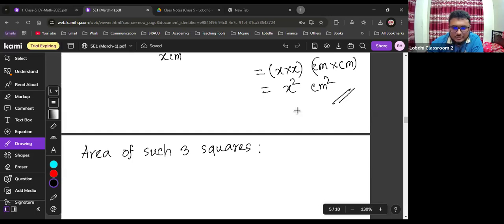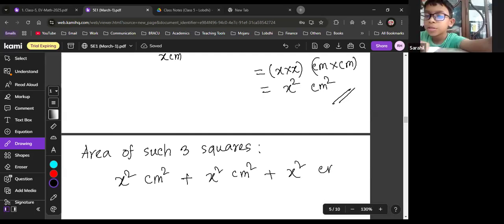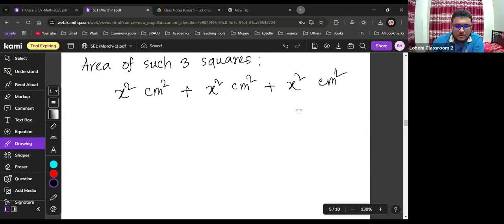So we already know about the 1 square. What is it? x square centimeter square. Another square is similar, so it will also be x square centimeter square. Another square is similar, so it will also be x square centimeter square. So if we add all of them, try to understand, this is the unit. If you add taka plus taka plus taka, what is the unit that remains? Taka. So there will be no change in the unit.